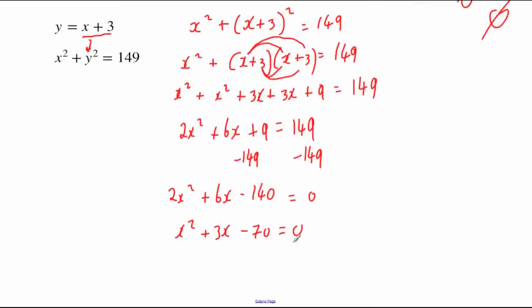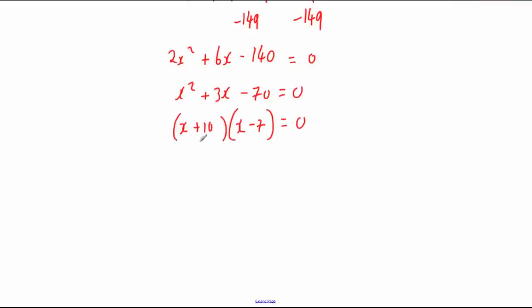Now what we can do is factorize this left-hand side, so bracket, bracket. Hopefully this will factorize. If it doesn't, we're going to have to try something else, perhaps the quadratic formula. And we're going to put x at the front of both brackets, and we're going to think of two numbers that multiply together to give us negative 70, and then add together to give us 3. Well, that's quite straightforward. That's going to be plus 10 and minus 7.